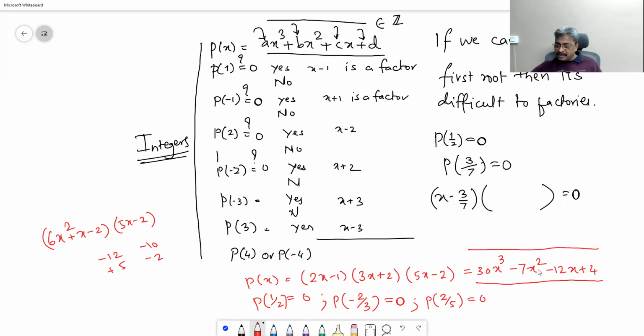Now, no matter how good you are in algebra, if I give you this cubic and ask you to factorize, there is no way by which you can arrive at these factors. It is easy to multiply these three factors and get this. So maybe I can say this is easy, but this is extremely difficult.